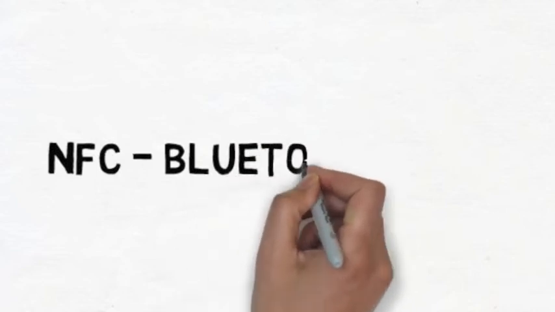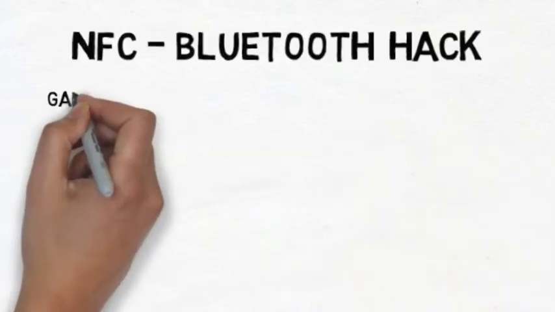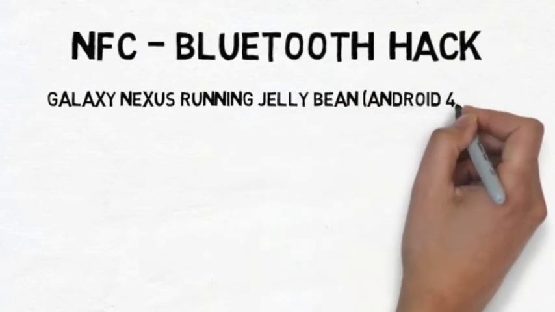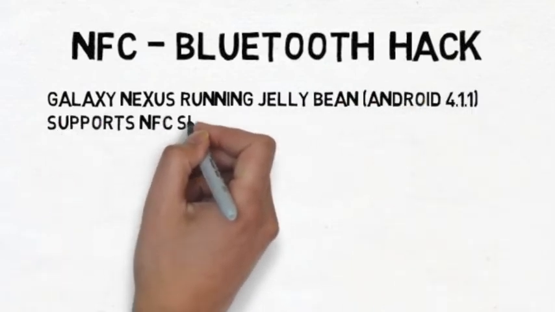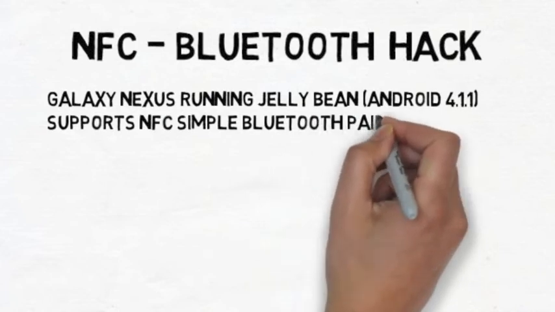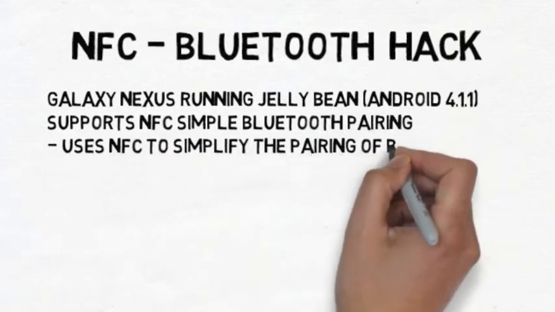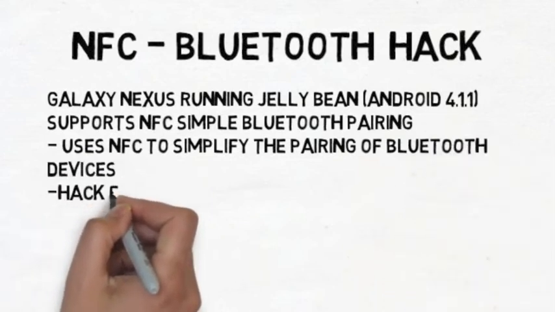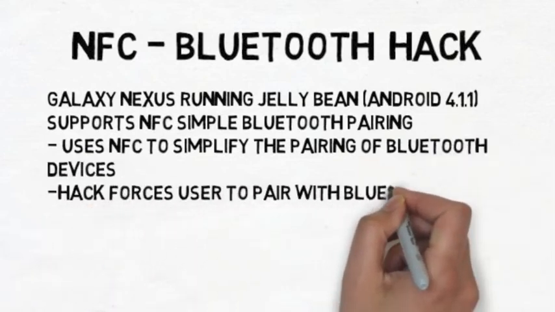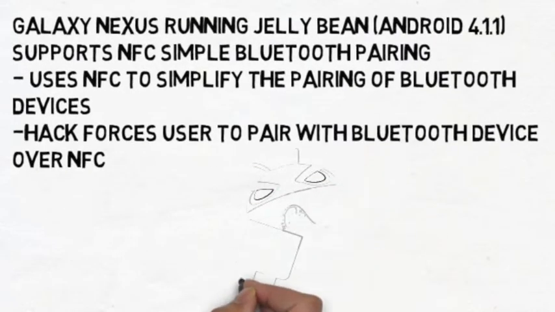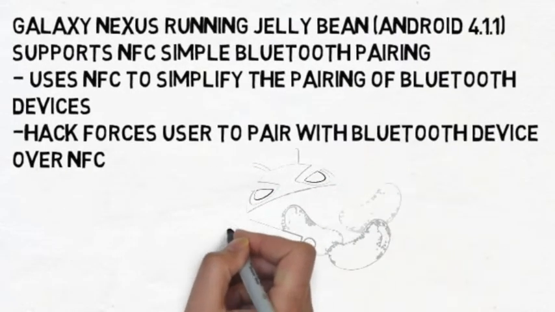So Galaxy Nexus running Jelly Bean supports simple Bluetooth pairing. The device uses NFC tags to simplify the pairing by automatically pairing with the Bluetooth device over NFC. This is the out-of-the-box configuration of the handset. The attack surface increases substantially if Nefitz has access to a handset over Bluetooth. He can access the file system and even send data back to some remote source, such as credit card numbers, over text messaging.